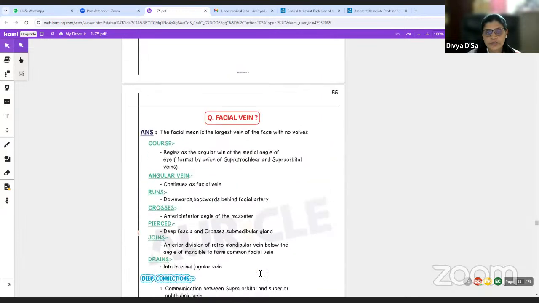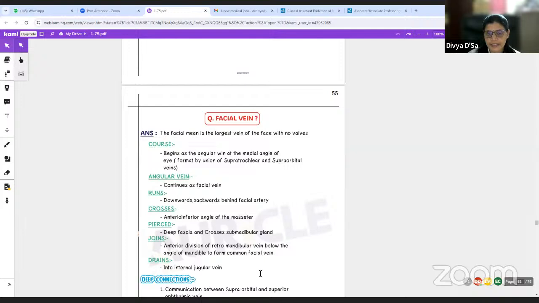Okay, so the facial vein is the largest vein of the face and it doesn't have any valves. It begins as the angular vein near the medial angle of the eye, which is formed by the union of the supratrochlear and supraorbital veins. This angular vein will continue as the facial vein. It will run downwards and backwards, behind the facial artery, and it crosses the anterior-inferior angle of the masseter.